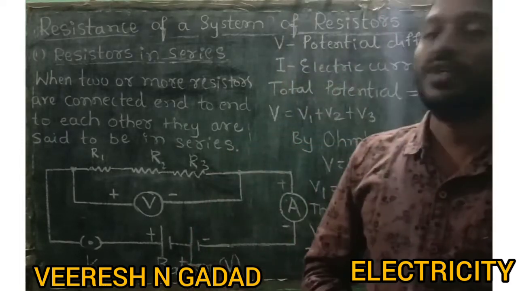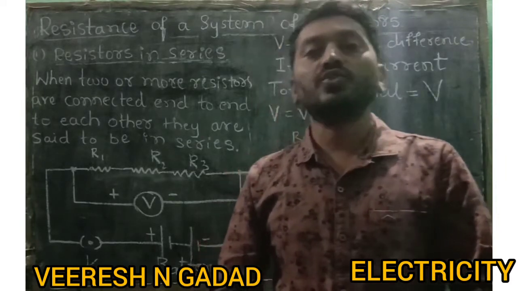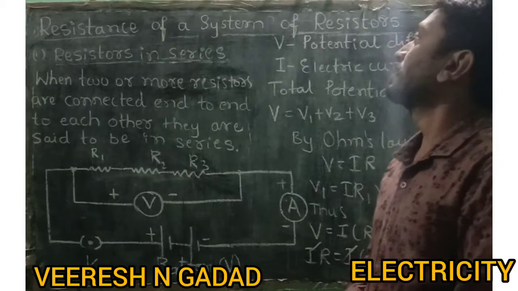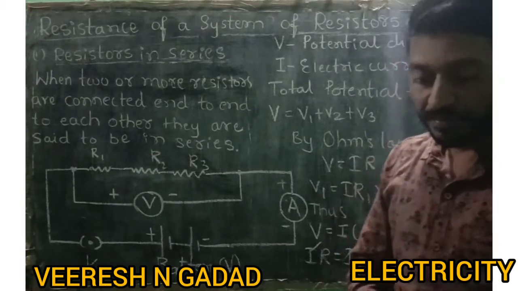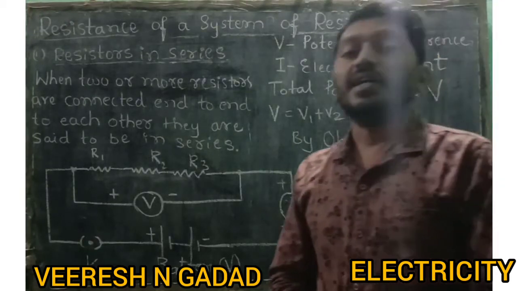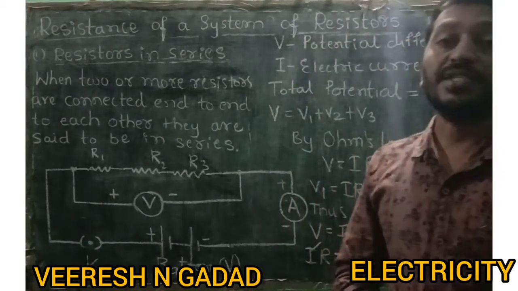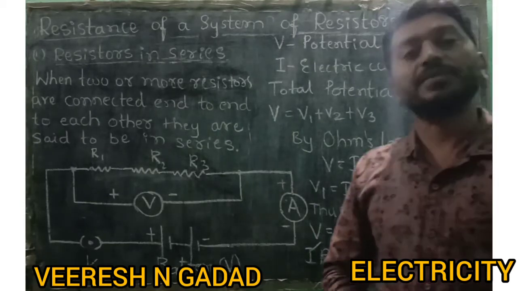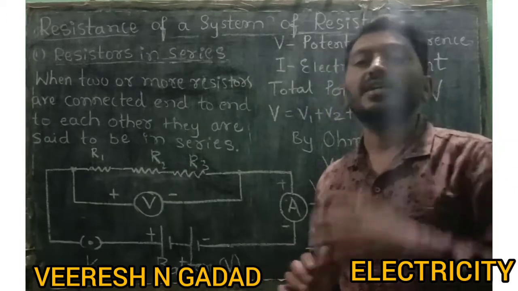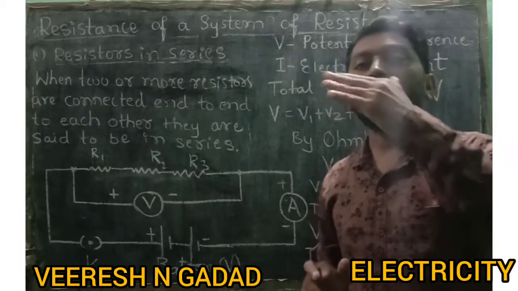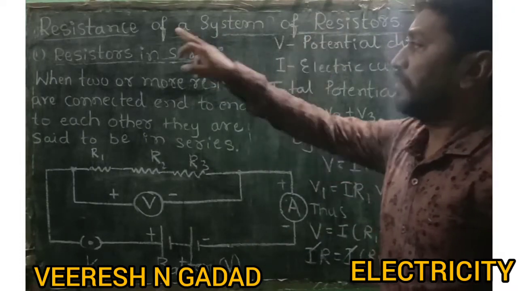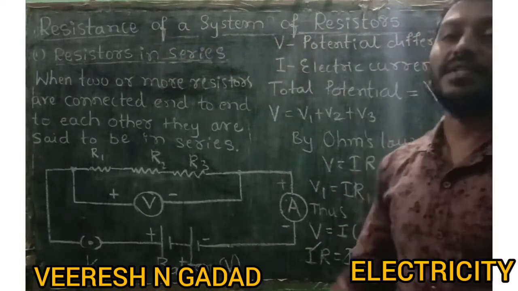Students, today we are going to study one more important concept, that is resistance of a system of resistors. Students, a resistor is a component of a circuit which resists the flow of charge, or the flow of electrons, right? So now, what is resistance of a system of resistors?